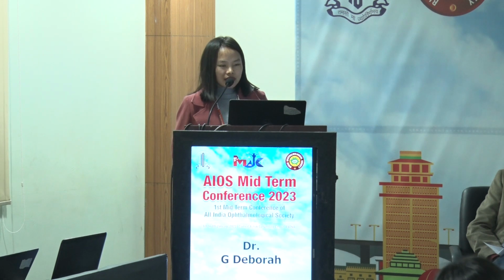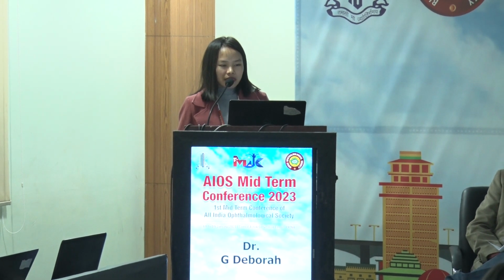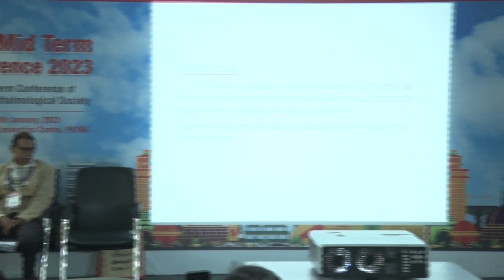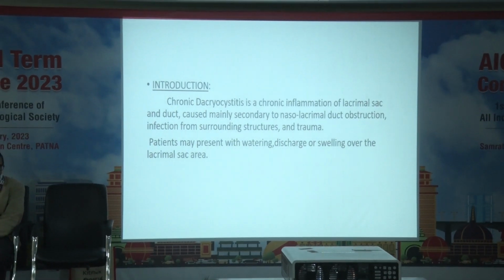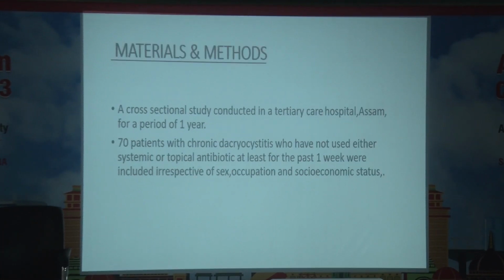Introduction. Chronic dacryocystitis is a chronic inflammation of the lacrimal sac and duct, caused mainly secondary to nasolacrimal duct obstruction, infection from surrounding structures and trauma. Patients may present with watering, discharge or swelling over the lacrimal sac area.